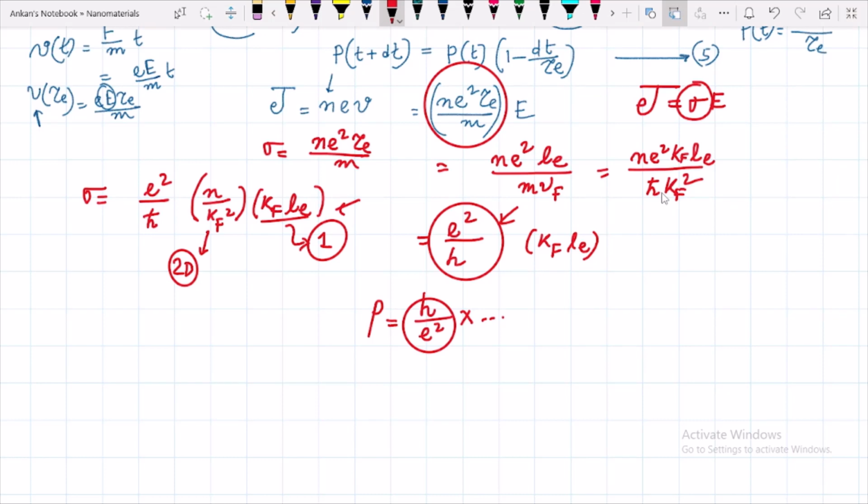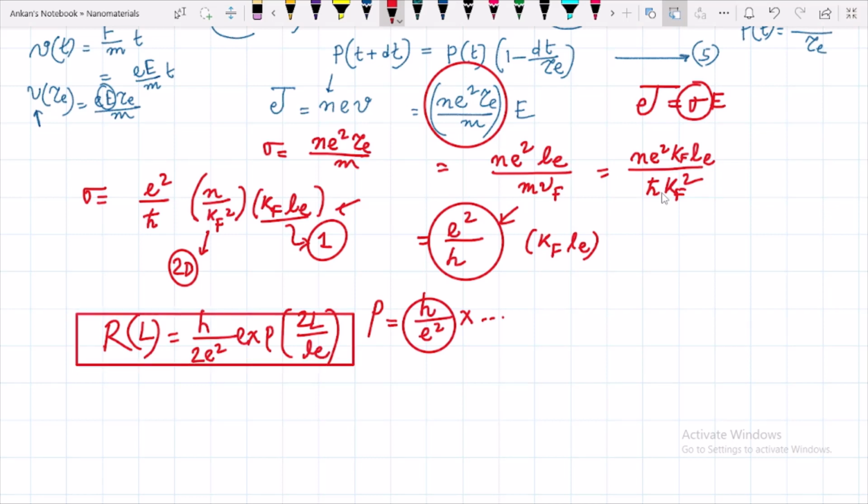So from here you can say easily like this. In general, resistance of such randomized material can be expressed as R(L) = (h/2e²) exp(2L/Lε). Now this is a long derivation. If I am going to prove it, then it will take a long time, and the total proof is not present in our syllabus. So if you want to see this proof, you can refer to any book on higher physics, so that you will understand better how the resistance arises.